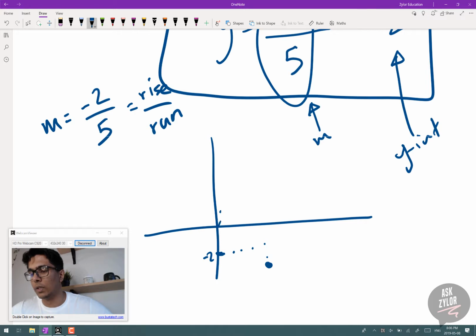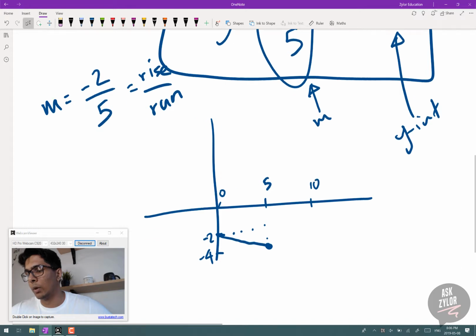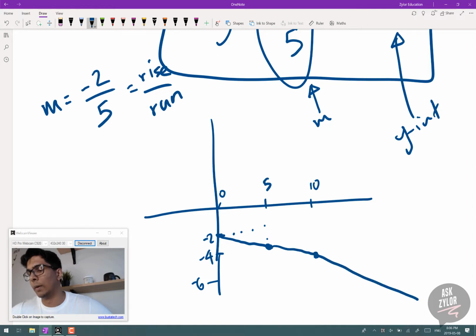Right? So if this is 0, this ends up being 5, this ends up being negative 4. I'm going to go from here downwards. Right? The next run would be at 10. I'm going to go even further down to negative 6. And so on. Right? It just keeps extending.